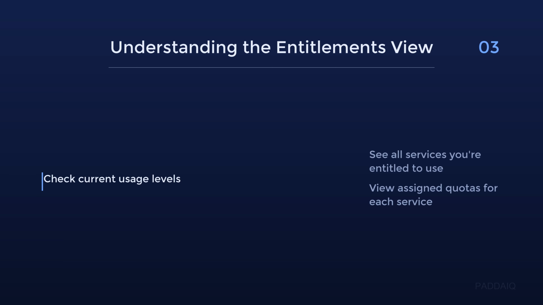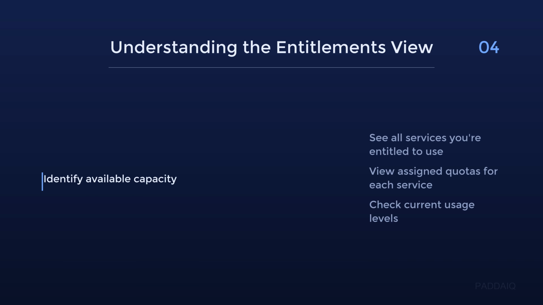Check current usage levels. This shows how much of your subscribed services you are actively using. For example, if you have 50 GB of cloud storage, you can see whether you are using 10 or 48 GB. Monitoring this helps you avoid service interruptions and manage your resources effectively.